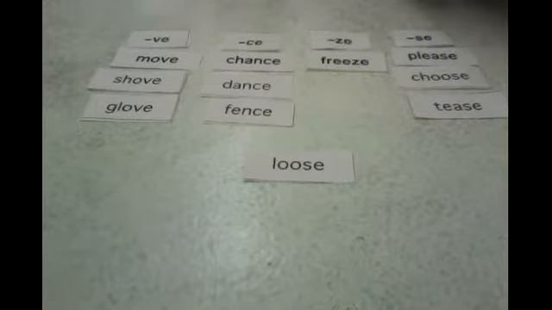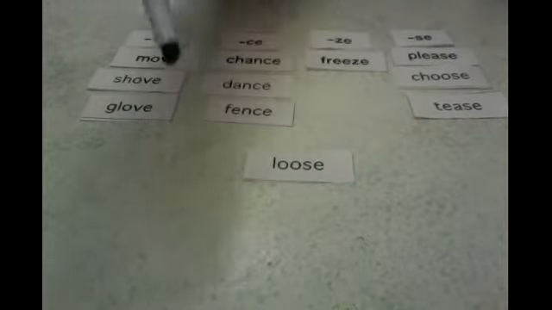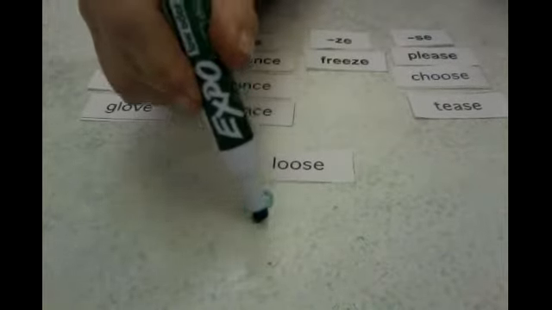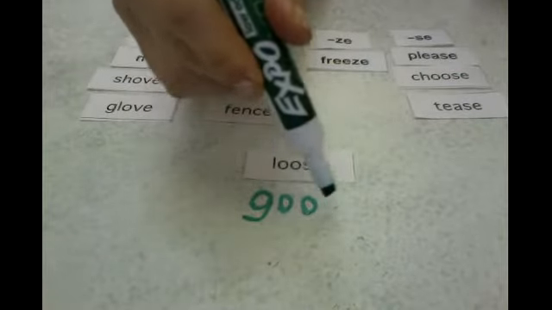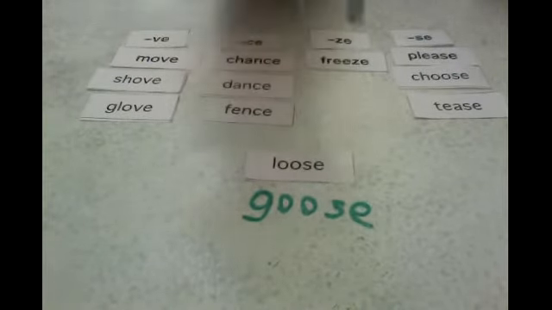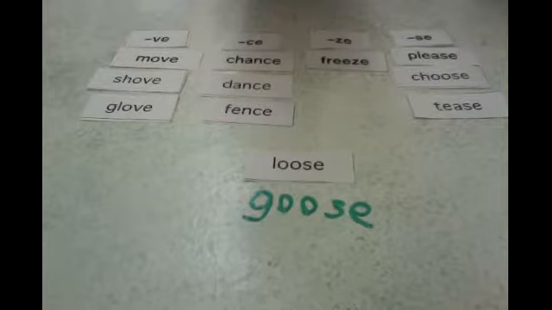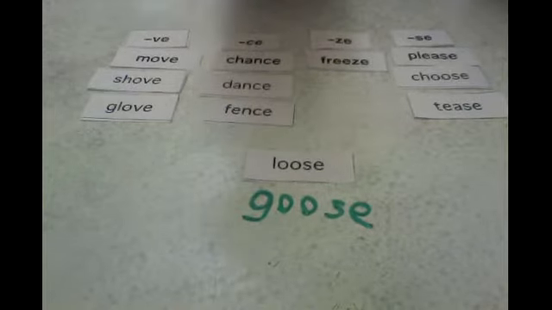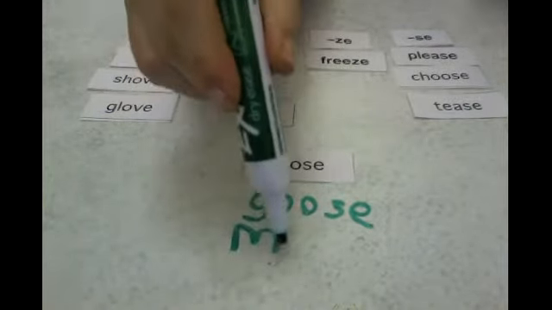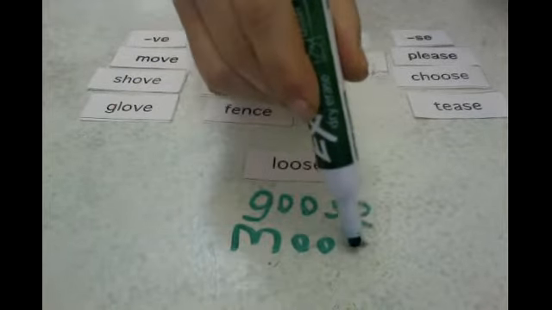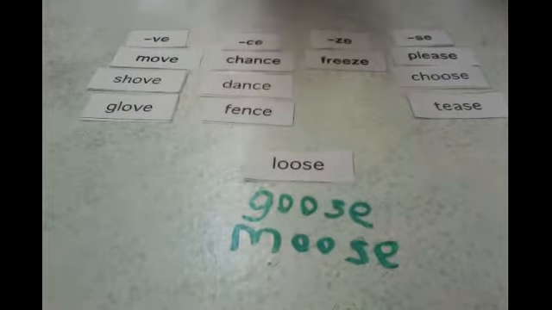How about goose? Loose, goose. If I spell the word goose, I have G, oose, goose. Any other word that you can think of that rhymes with loose? Loose, goose, moose? Ooh, S, moose.